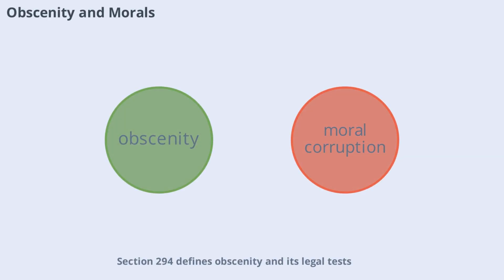Section 294 defines obscenity and its legal tests. The main test is whether the material depraves and corrupts those exposed to it. Courts use the Hicklin, Miller, and contemporary tests to determine obscenity. Vulgarity is not necessarily obscene. The focus is on the tendency to corrupt minds. The law distinguishes between exposing societal evils and promoting immoral influences, ensuring that only genuinely harmful content is penalized.